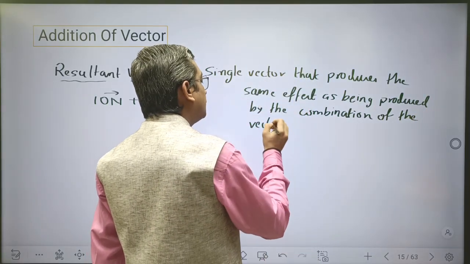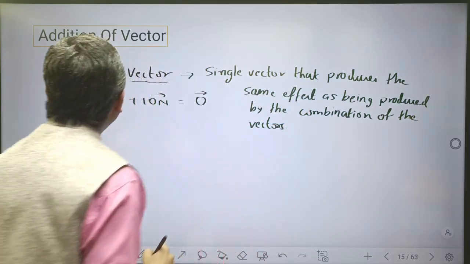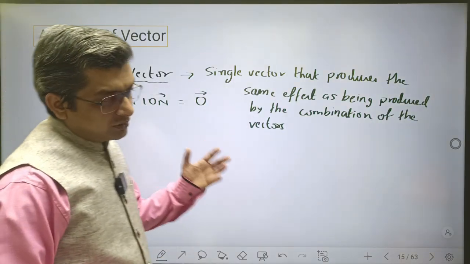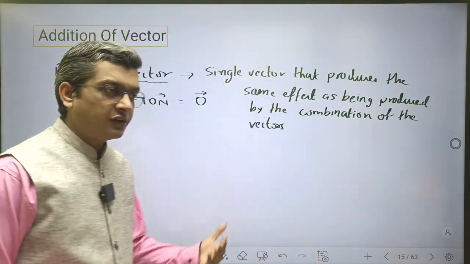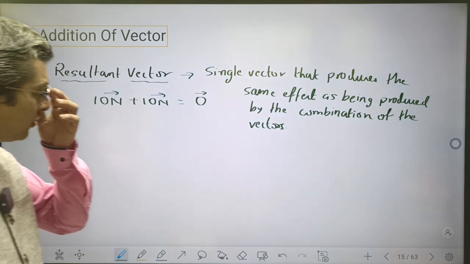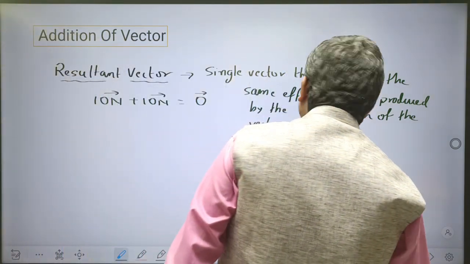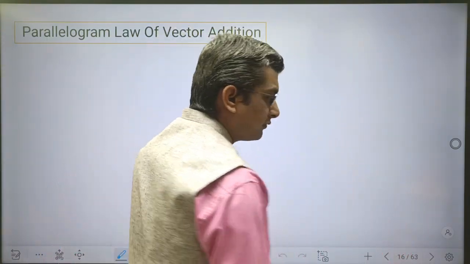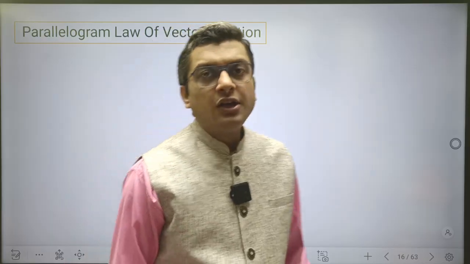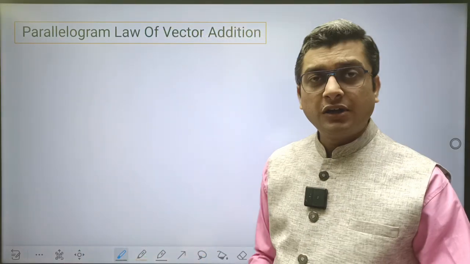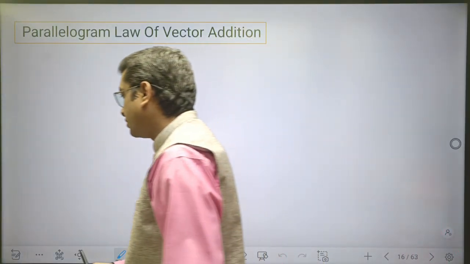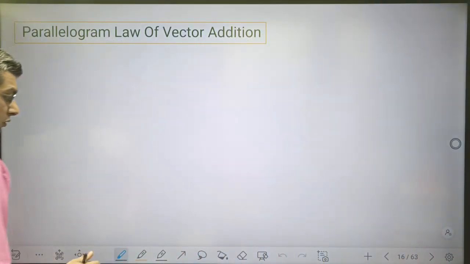So in this topic, addition of vectors, we have to find the resultant vector, the direction of the resultant vector and the magnitude of the resultant vector. So how can we do this? We have different laws. Basically we have to study three laws: the parallelogram law of vector addition, then the triangle law of vector addition, then the polygon law. So, starting with the parallelogram law.